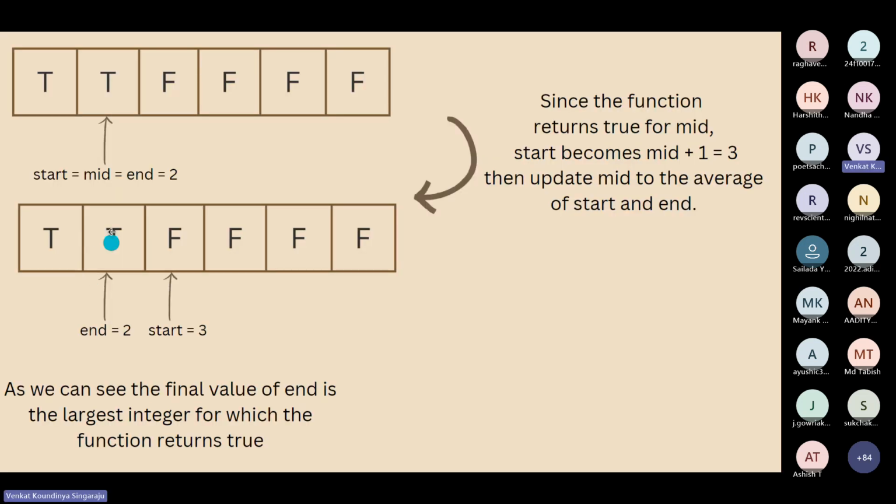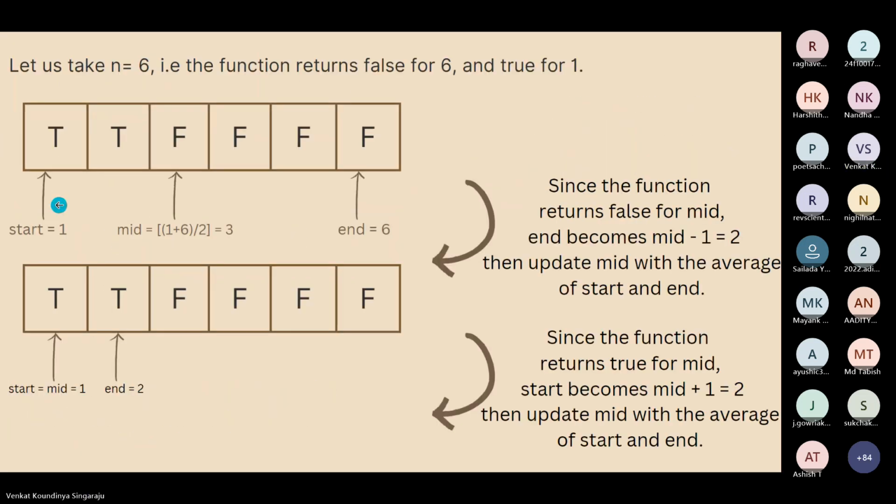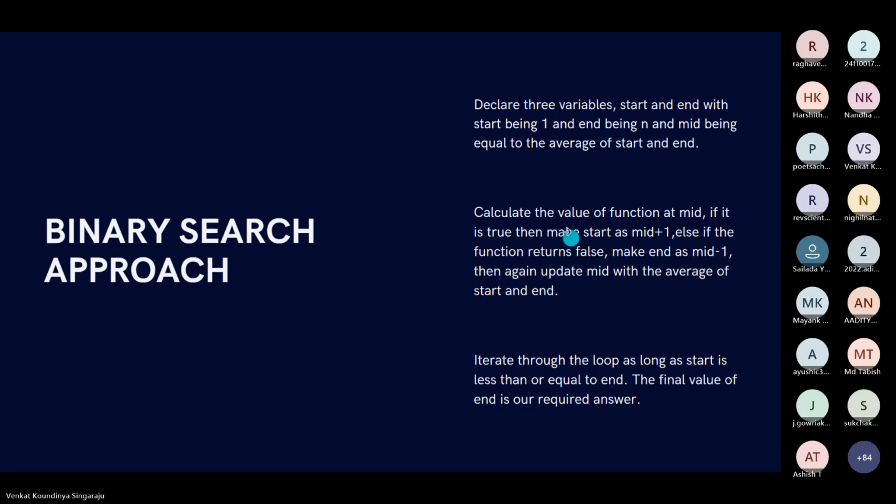So see, here, if the value of function at mid turns out to be true, you're making start as mid plus one. Why are you doing that? Because if the value of your function is true at mid, for all the elements lying to the left of mid, it will certainly be true.